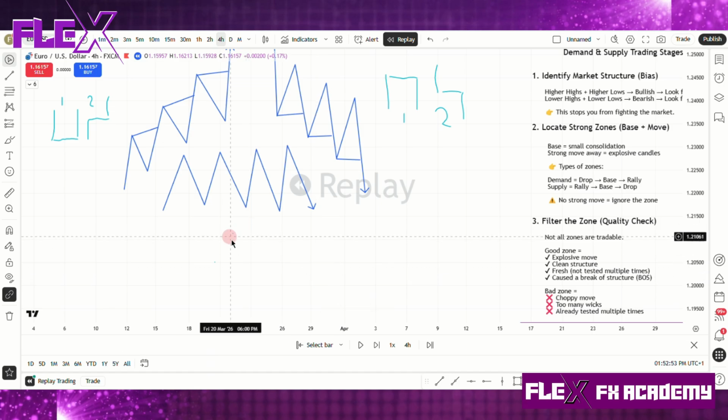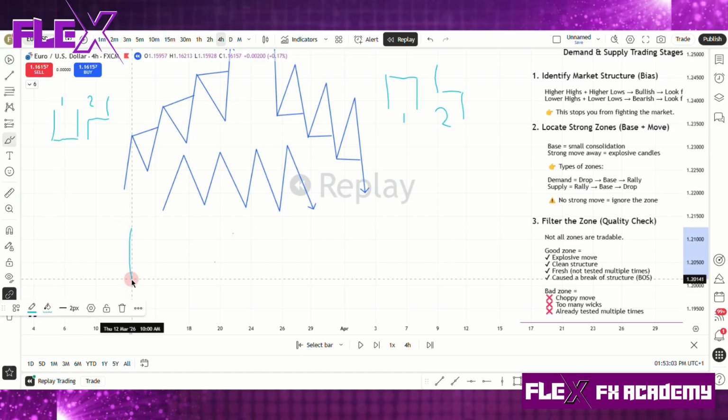So a good zone, like I explained to you, must have explosive candles. A good zone must have an explosive candle coming in. Let's assume it's a bullish situation, creating a base and then pushing out. The candle has to be explosive or decisive. Very, very important.